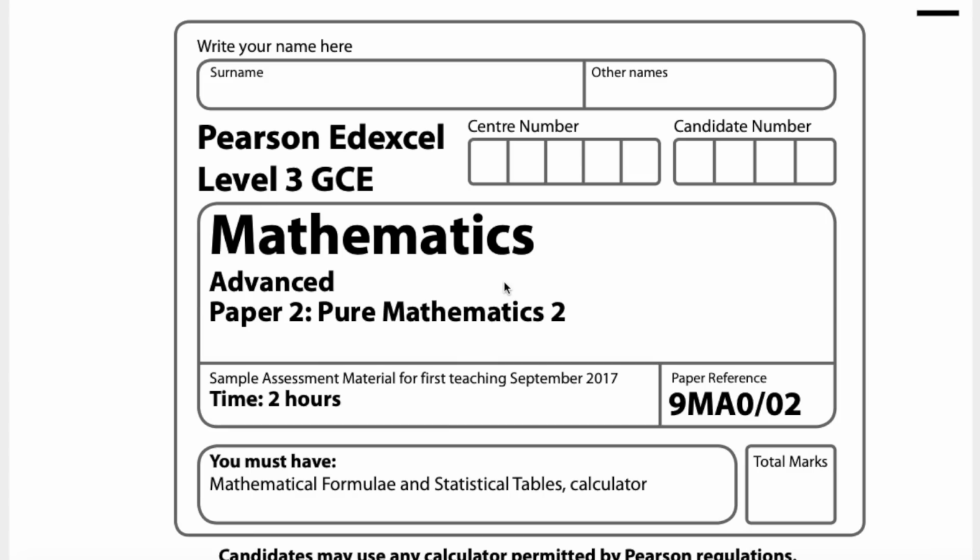In this video I'll be going through an A-level exam paper. This is an exam paper from the sample assessment materials for Edexcel. I've already been through paper 1, which is Pure Mathematics 1. This is paper 2, Pure Mathematics 2, again for the new specification.